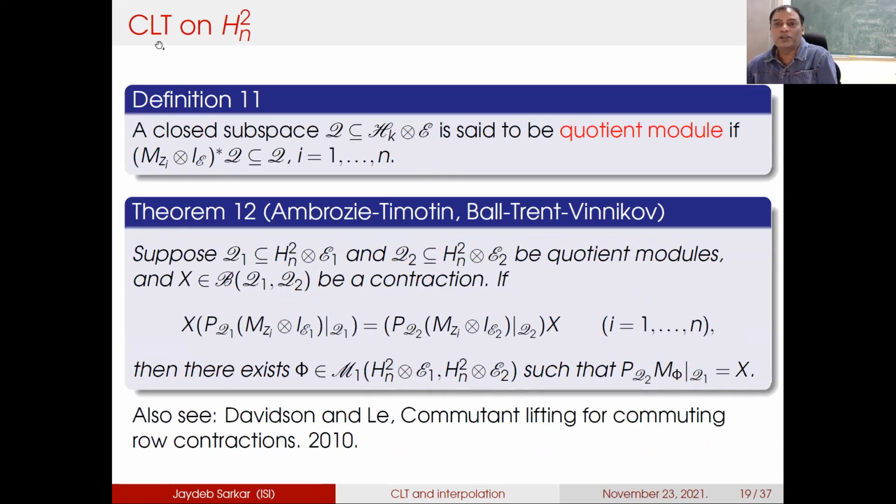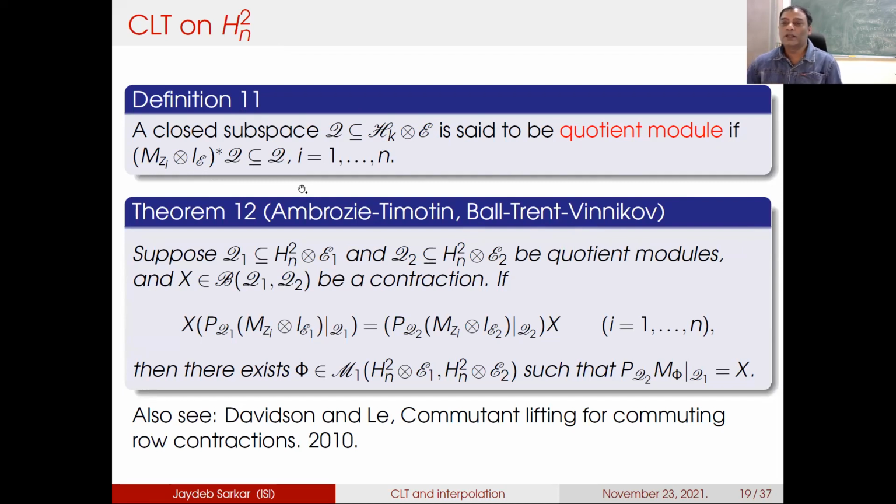Now, commutant lifting theorem on the Drury-Arveson space. So first, here is the only occasion I talk about module, because it saves some time. A closed subspace Q of H2n tensor E, again it's a regular space, is said to be a quotient module if it is invariant under the backward shift. In other words, (M_zi tensor identity) star Q goes back to Q for all i. So it's just a backward shift invariant space.